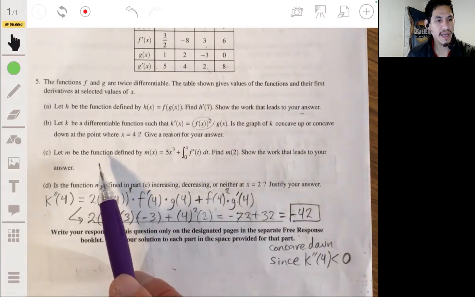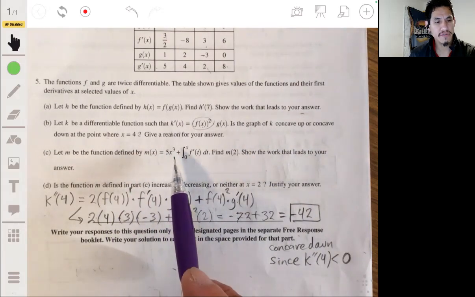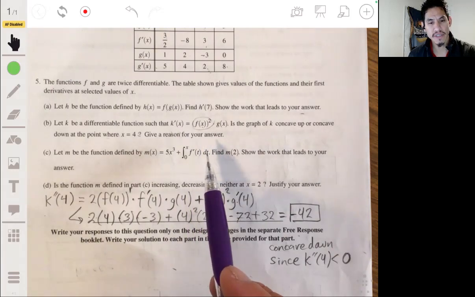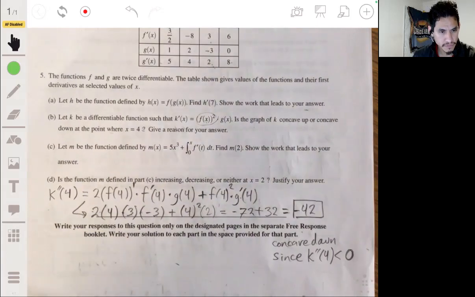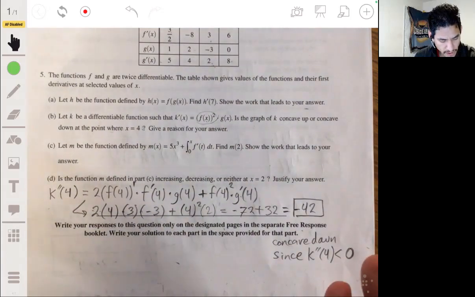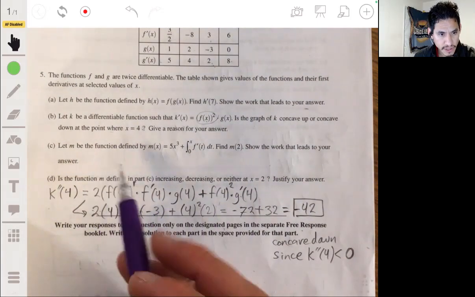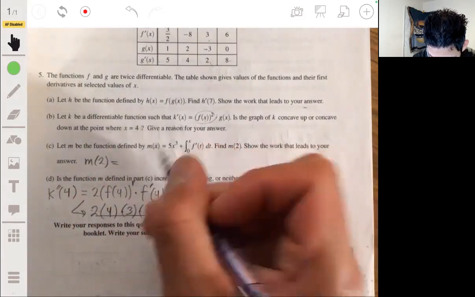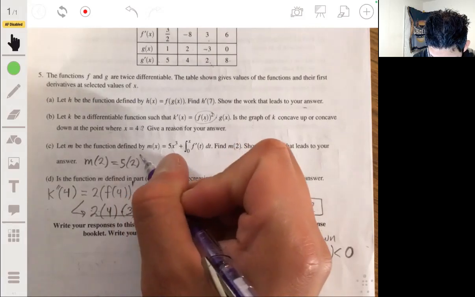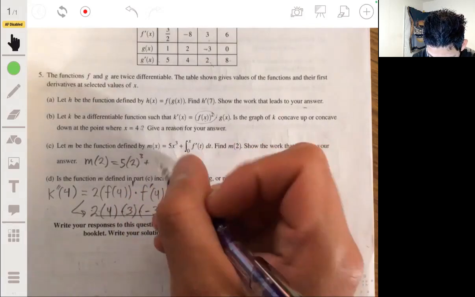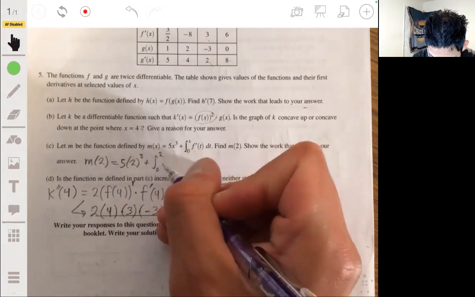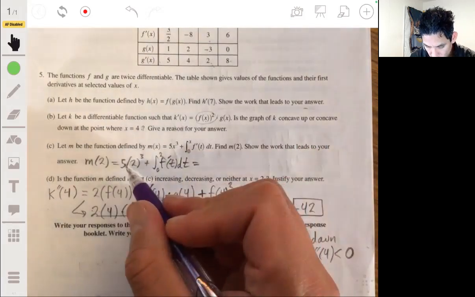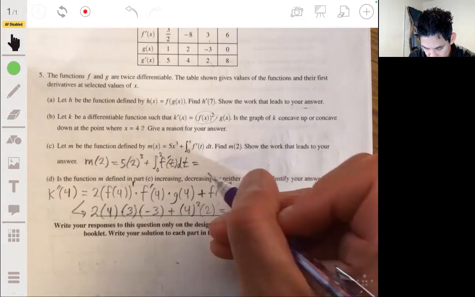All right, in part C, let m be the function defined by m of x is equal to 5x cubed plus the integral from 0 to x of f prime of t dt. Find m of 2. Okay, so this will simply be, let me try to squeeze this in here. M of 2 will be equal to 5 times 2 cubed plus the integral from 0 to 2 of f prime of t dt. 5 times 2 cubed, so 5 times 8, so 40.